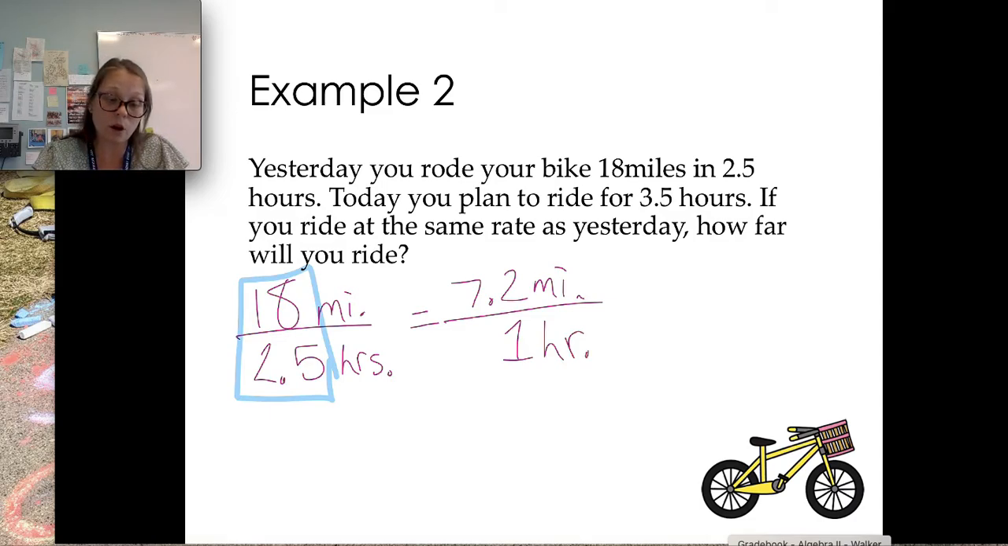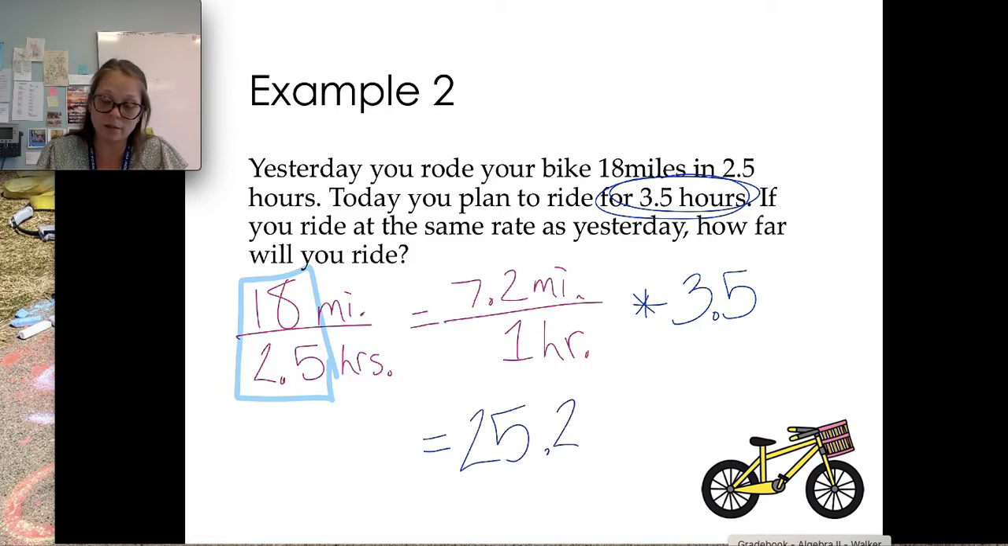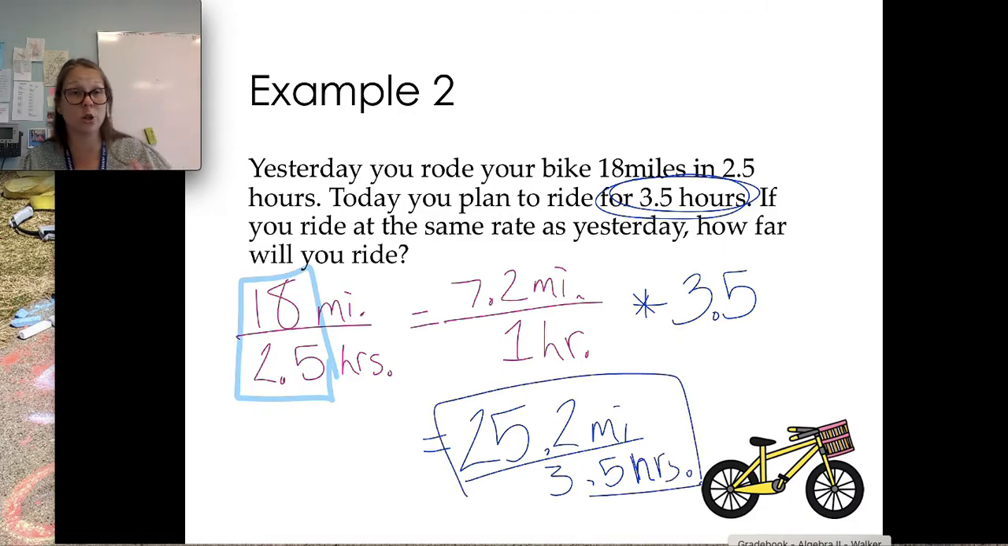Now we want to know how far we'll make it when we've been traveling for 3.5 hours. So we're going to take that unit rate and multiply it by 3.5. And that gets us 25.2 miles in 3.5 hours. There's other ways you could have organized your work on this. So if you found a different method, that's fine, as long as you can still show your work.